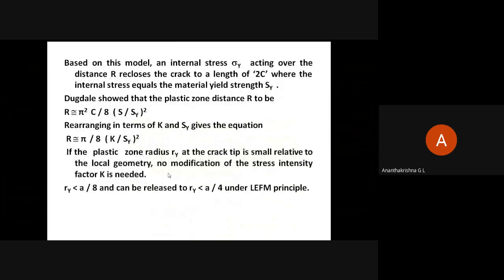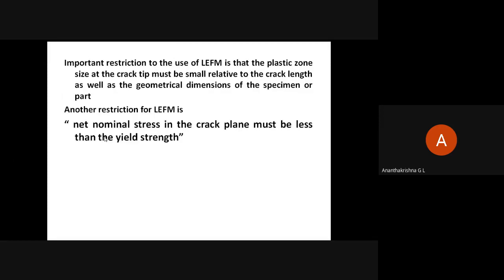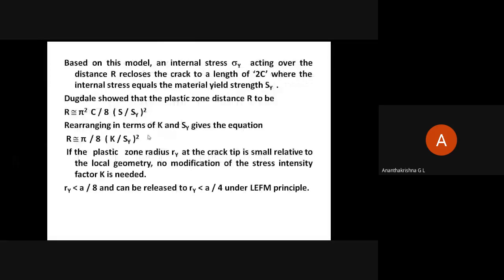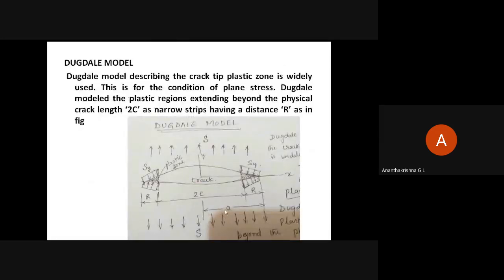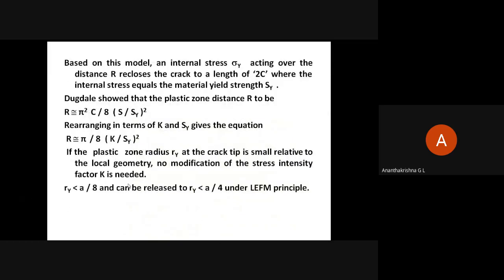So now, according to Dugdale, the plastic zone distance R is given by pi squared c by 8 into S by Sy, that is stress by yield strength. Rearranging in terms of K and Sy, the plastic zone distance R is given by pi by 8 into K by Sy whole square. Is it okay? And then if ry is less than a by 8, where a is the length of the crack over here, the plastic zone radius can be released to a by 4 under LEFM principle.